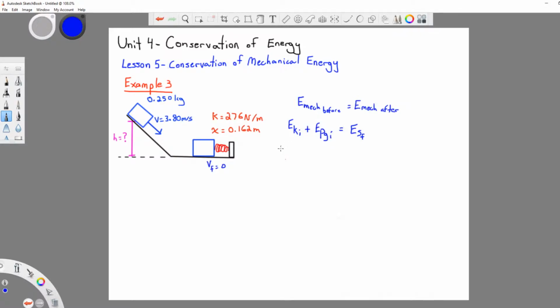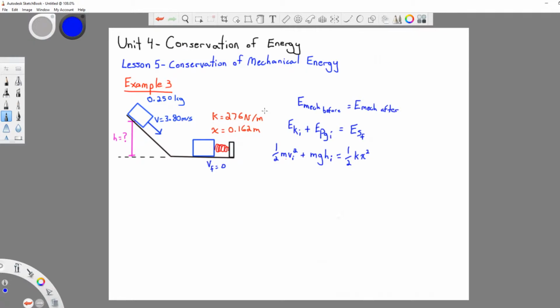So we can say that kinetic energy initial is 1/2 mass times velocity squared. That's an initial velocity. Plus mass times gravity times height initial. That's what we want to solve for. Is equal to energy due to springs. This is our first time in this unit using spring energy. So our spring energy is equal to 1/2 kx squared, which are given to us by the question.